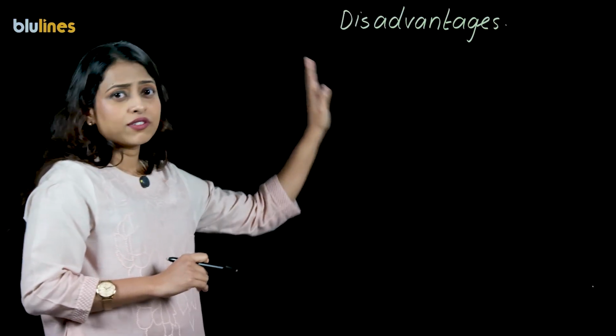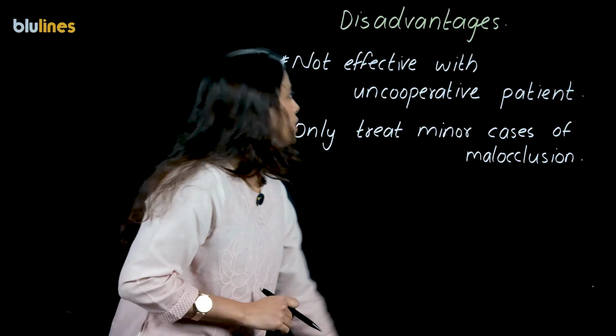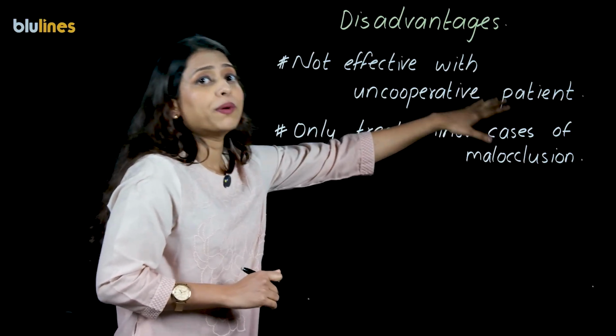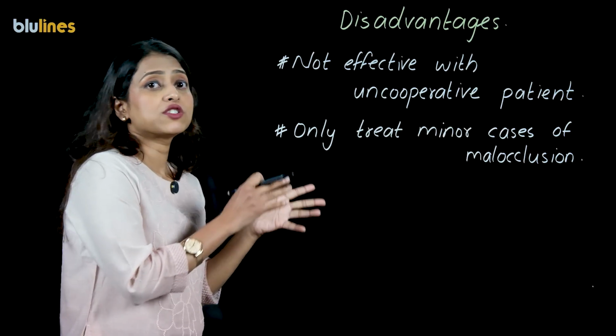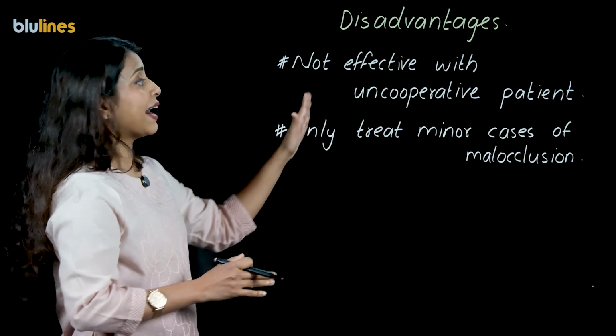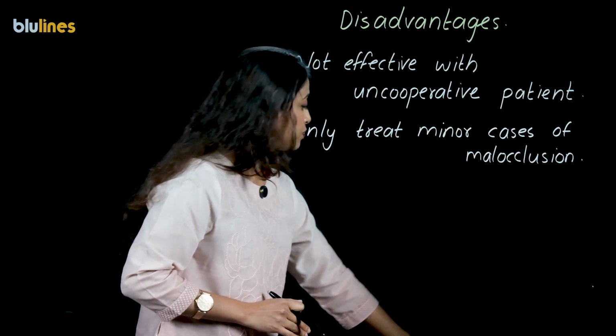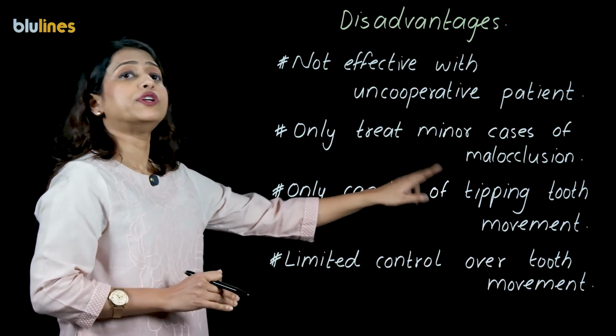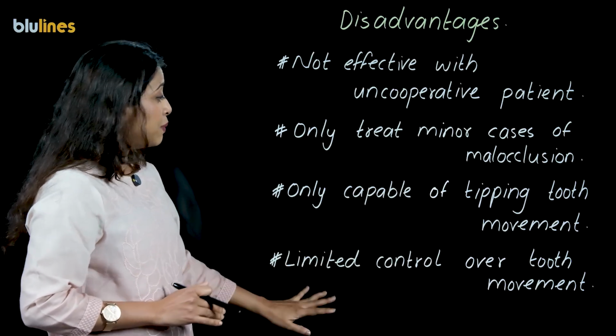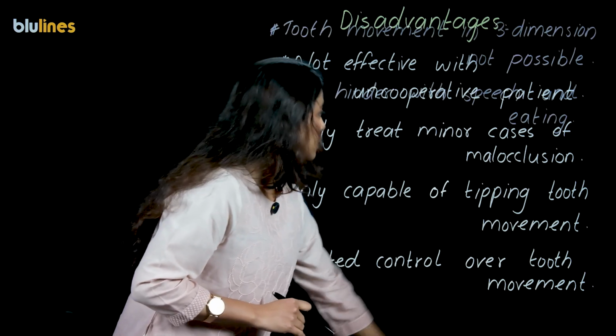Now moving on to disadvantages of removable appliances. They are not effective with uncooperative patients, because if the patient is not willing to wear the appliance, it can't be effective. Only treat minor cases of malocclusion. Only capable of tipping type of tooth movement. Limited control over the tooth movement.